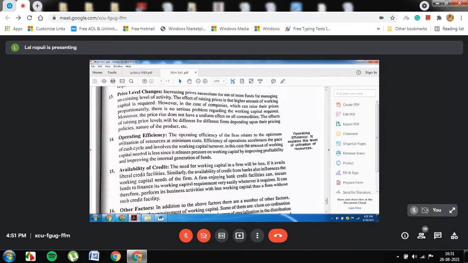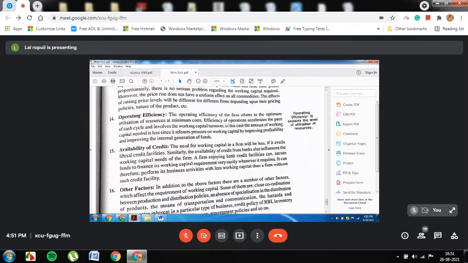Operating efficiency. If the management team in your company is very good, and they can operate your business efficiently, then you need less working capital. If the management is not good, then you may require a big working capital to improve your profitability and production.